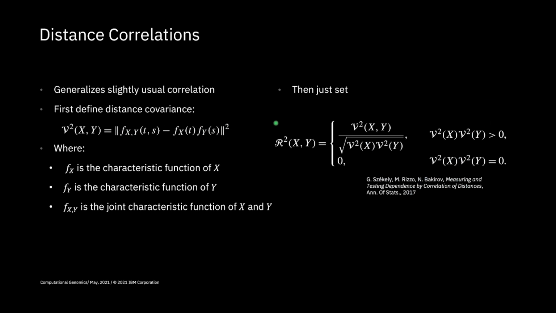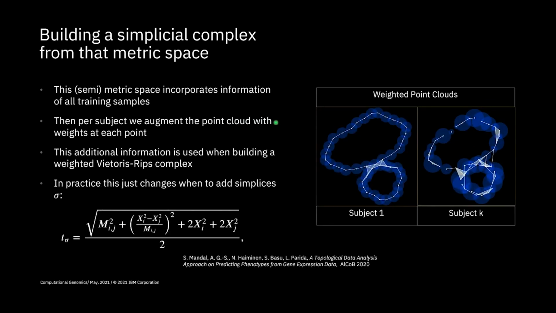And this gives us these nice properties, and it has guarantees about independence of variables when something is 0, and many desirable properties. So this is what we use to measure how far or close two genes are in our training data. I'm going to say training data now to distinguish from the testing data, which is data that was not seen by any of these constructions. Okay. So in our case, we ended up with a semi-metric space.